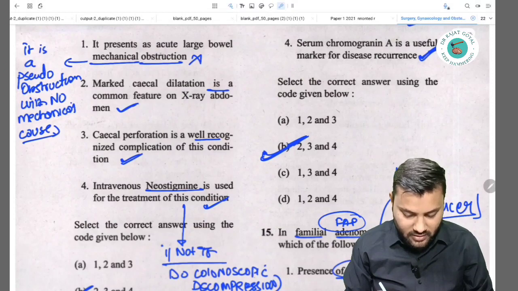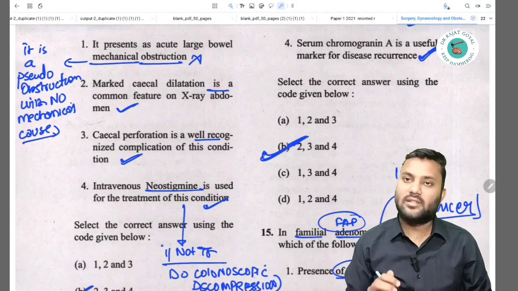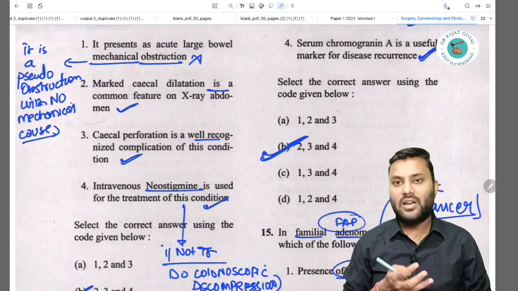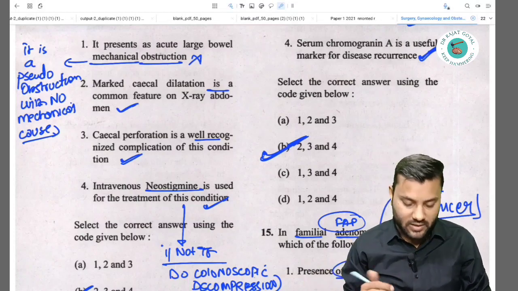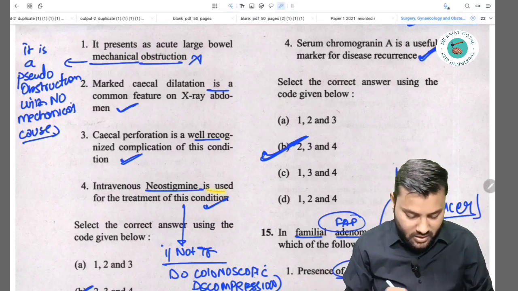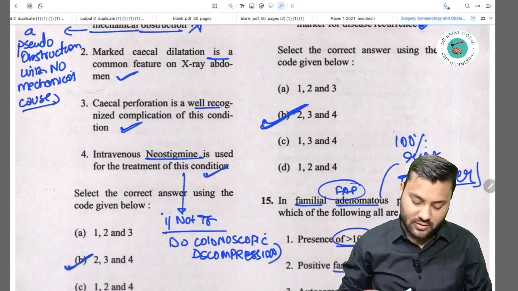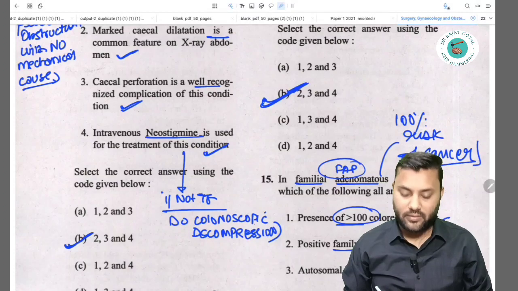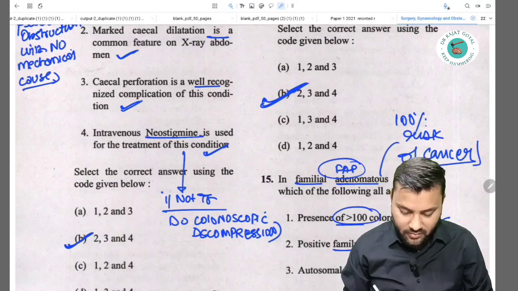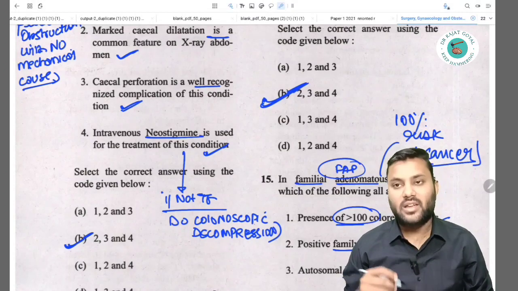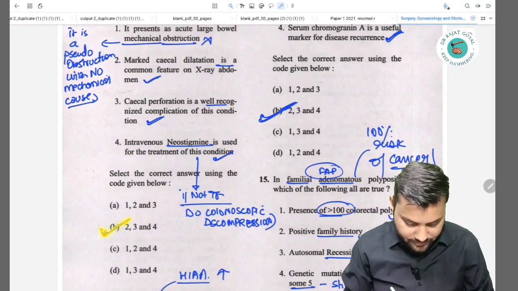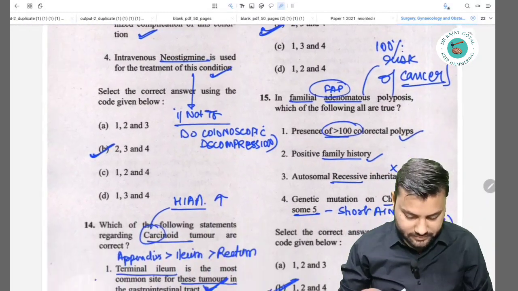Cecal perforation is a well recognized complication. Yes, this is also true because pseudo obstruction is present, but it may lead to the cecal perforation in the chronic condition. Intravenous neostigmine is used for the treatment of this condition. This is also true. If it is not treated by the neostigmine, then we have to do the colonoscopic decompression. So answer here is 2, 3 and 4. So option B is correct.